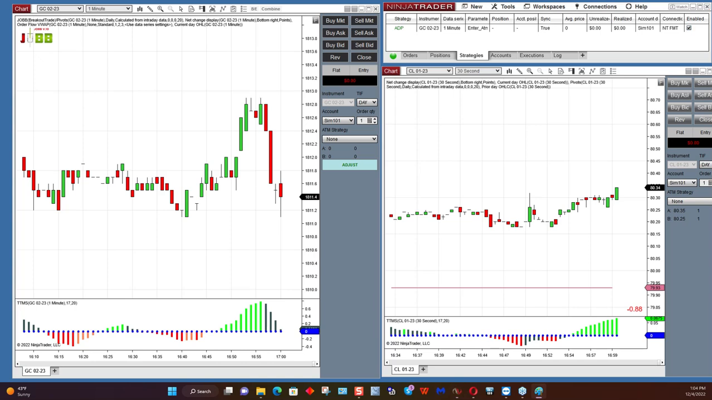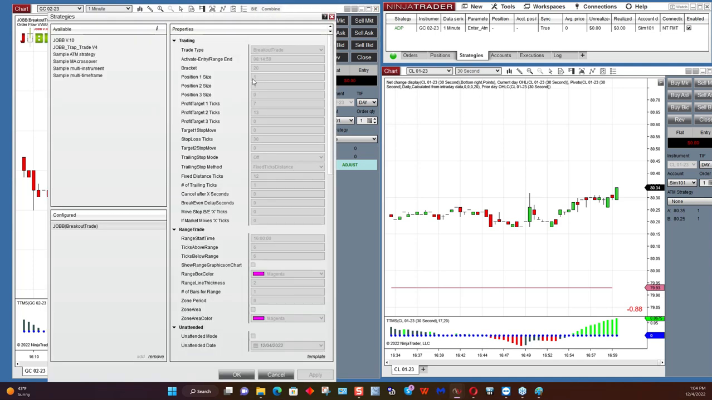Now, one thing that's important, if you have your trade enabled, if you're checked, you can't open the strategy. It won't let you, I take it back. It won't let you edit the strategy. See how everything's grayed out? It drives people crazy in the beginning. They forget. You can't edit the strategy.